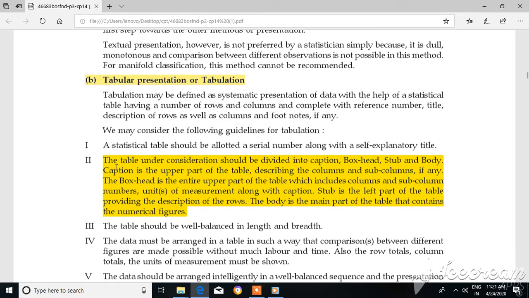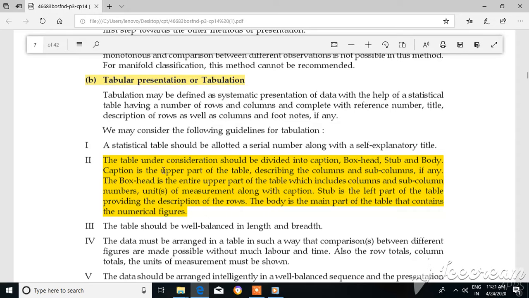Now, the second is that the table under consideration should be divided into caption, box head, stub and body. Now, these are the parts. Whatever I have written over there is nothing but caption, box head, stub and body. So, what is the caption? Caption is the upper part of the table. So, we have given "Result of Students", which is our caption, describing the columns and sub columns, if any. It gives a description of your columns or sub columns.